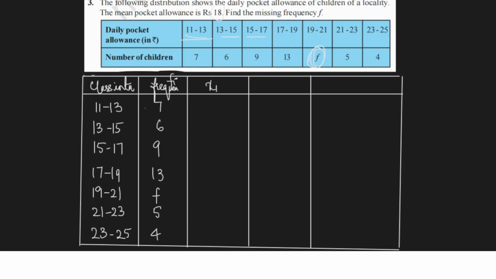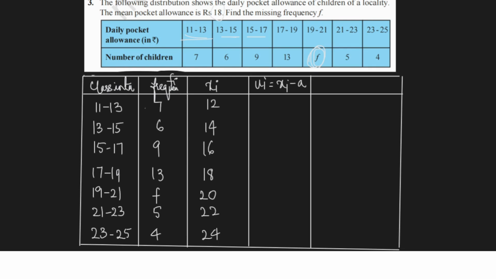And the third one is for xi, where you write the mid values of the class interval. So how do you do this? You add the lower limit plus the upper limit, that is 11 plus 13 will give you 24, and you divide 24 by 2. You get 12 here. Similarly, you get 14, 16, 18, 20, 22, and 24.